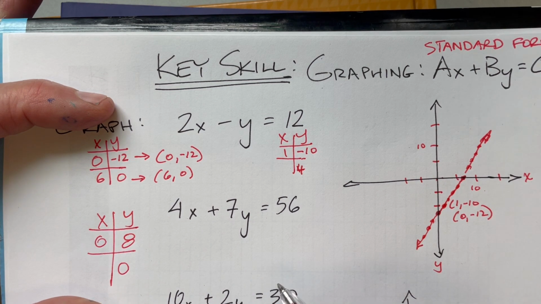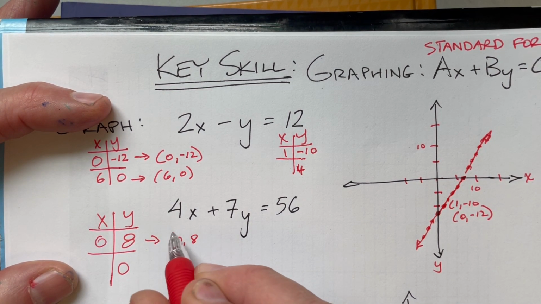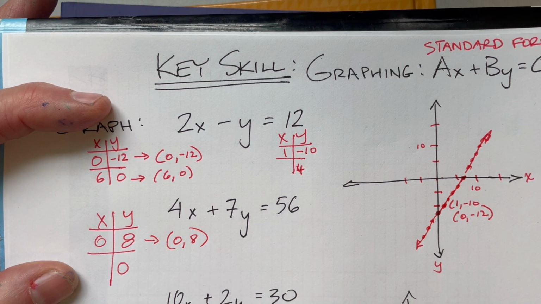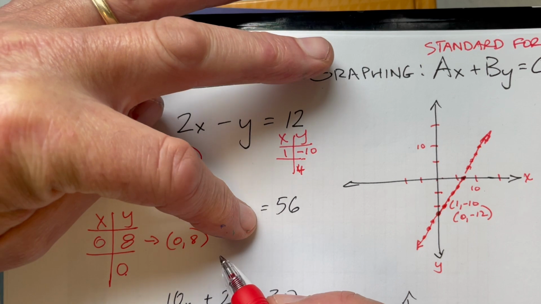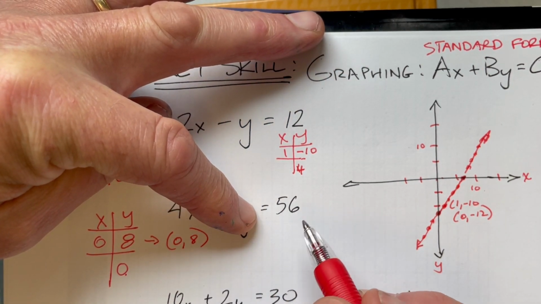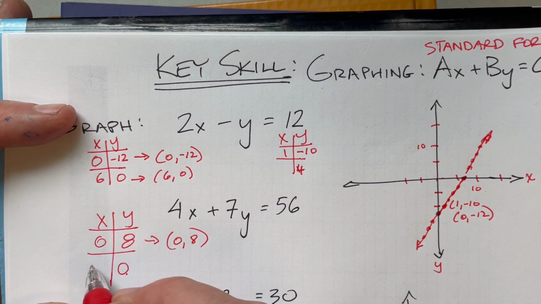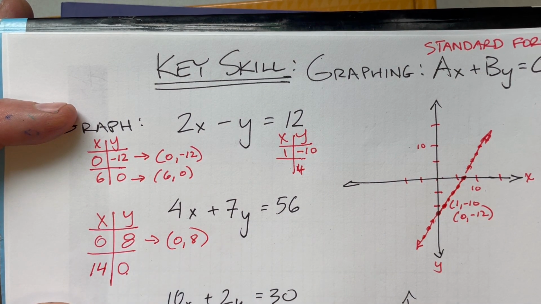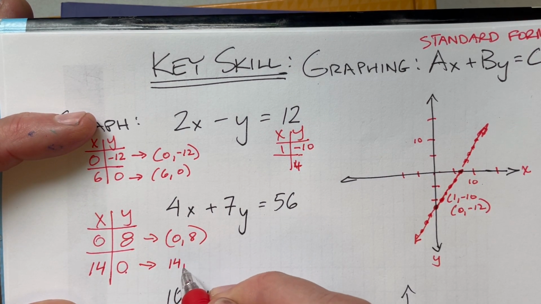Check it on a calculator, verify that it works. So this is my point then, 0, 8. So I'm going to actually switch colors. Let me do this one first. If I do 0 for my y, 4 times something gives me 56. What is it that gives me 56? It's going to be 4 times 14. 4 times 14 will give me 56. So that is 14, 0.